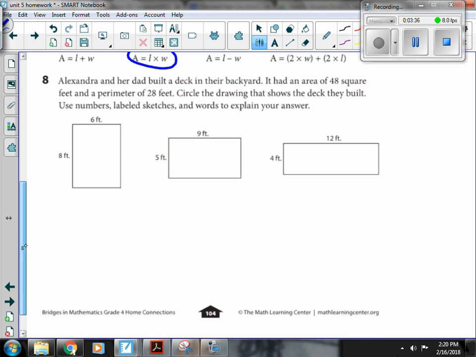And number 8. Alexandra and her dad built a deck in their backyard. It has an area of 48 square feet and a perimeter of 28 feet. Circle the drawing that shows the deck they built. I'm going to check the area first. 6 times 8 is 48, so it could be that one. 9 times 5 is 45, so that one's out. 12 times 4 is 48, so it could be that one.